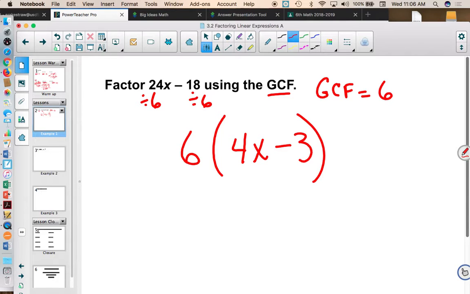And a polynomial could be, well, first of all, this is a polynomial. Now, what that means is what multiplied together creates that polynomial. So this is saying 6 times 4x minus 3 will give me this one. It's factoring the polynomial, okay?